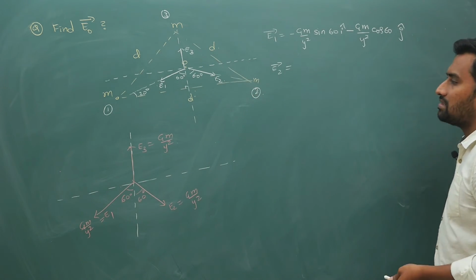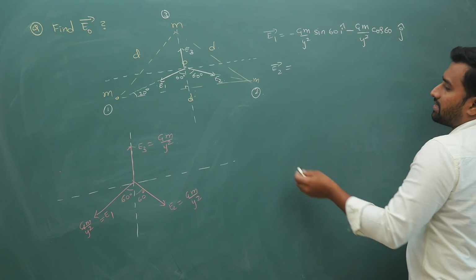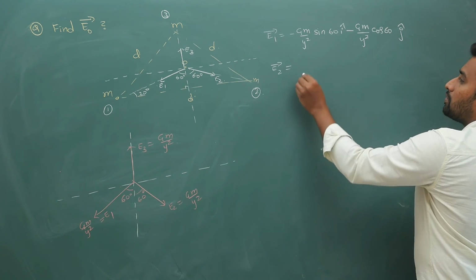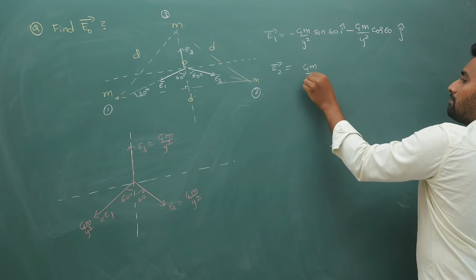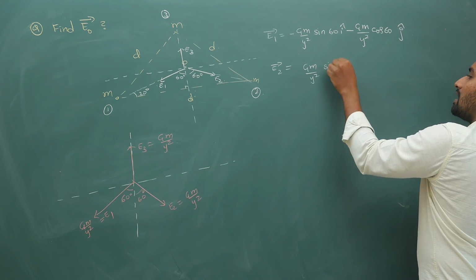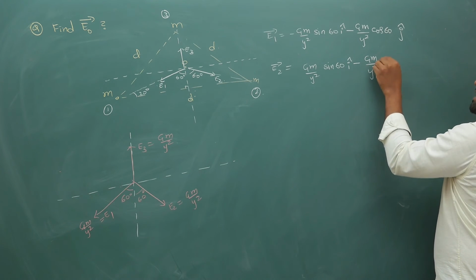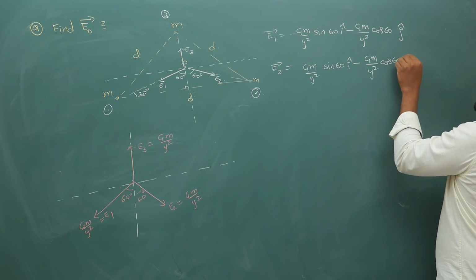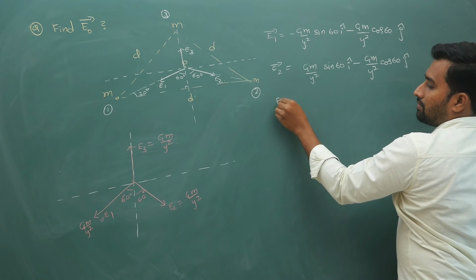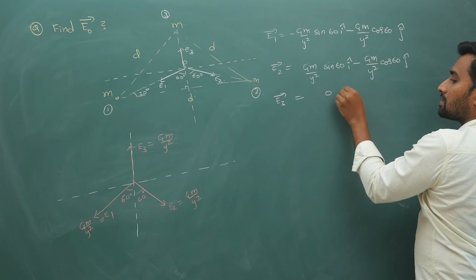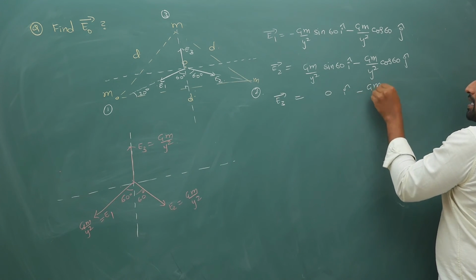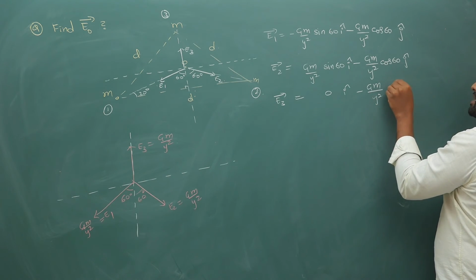So how will you get marks in physics if you do not know how to just simply add vectors? Next, your E2 bar is Gm by y square sin 60 i cap minus Gm by y square cos 60 j cap, and your third one, E3 bar, is 0 i cap minus Gm by y square j cap.